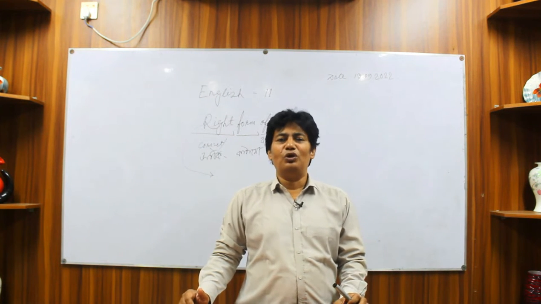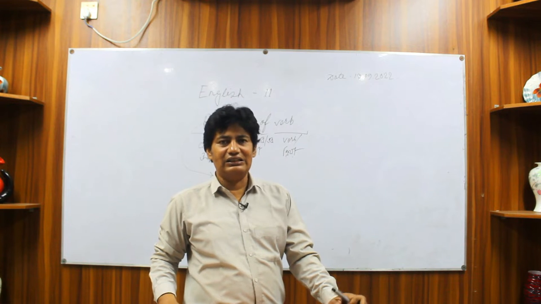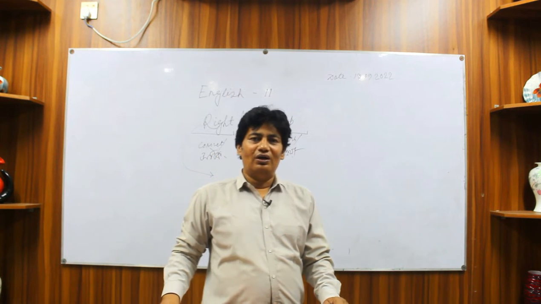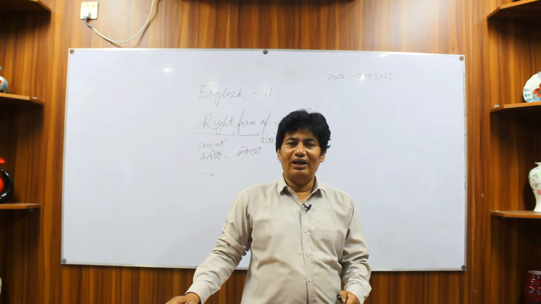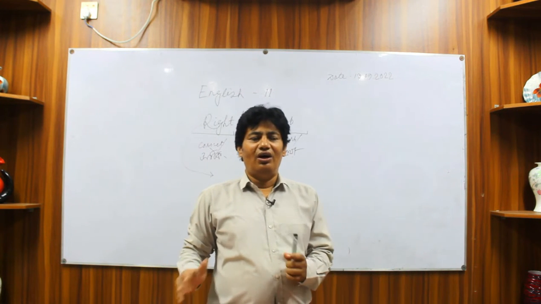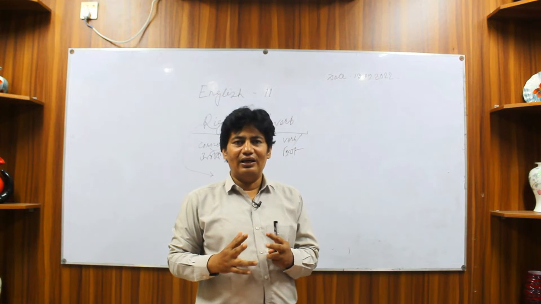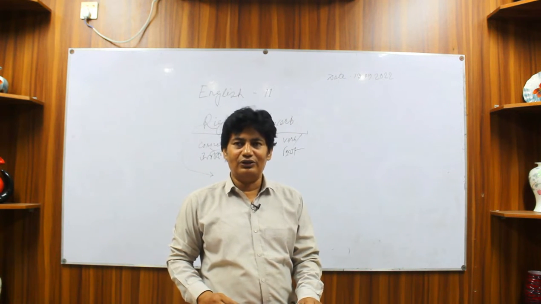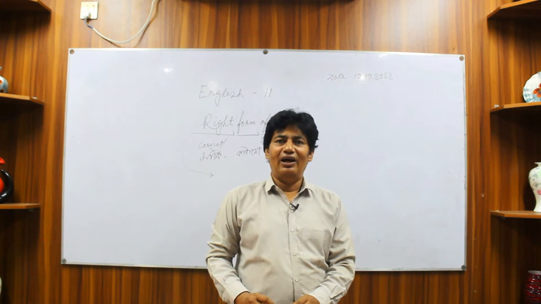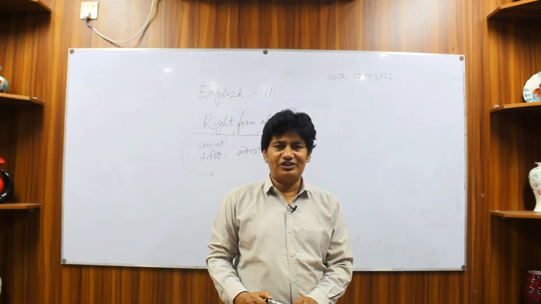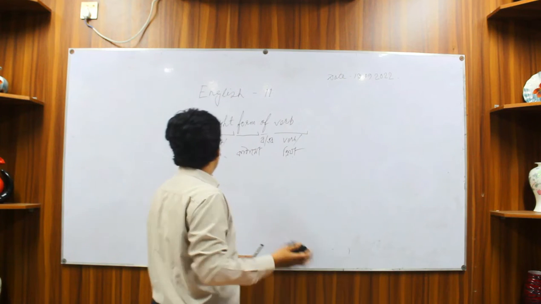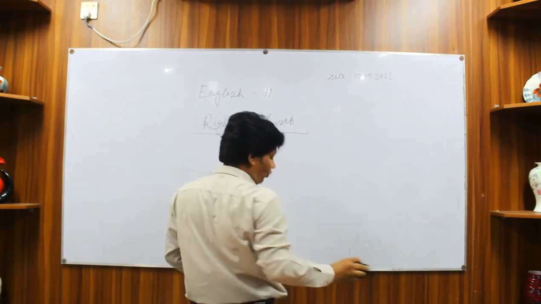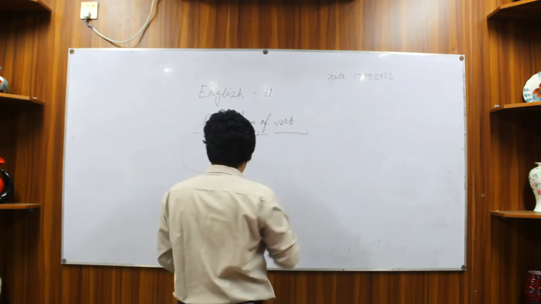So, if you want to write a correct sentence, certainly we have to know the exact form of verb, and it is totally dependent on the structure of the sentence and the subject as well. Actually, subject and tense always maintain the structure of verb. Here, we can write the exact form of verbs. The forms of verbs are five in number.